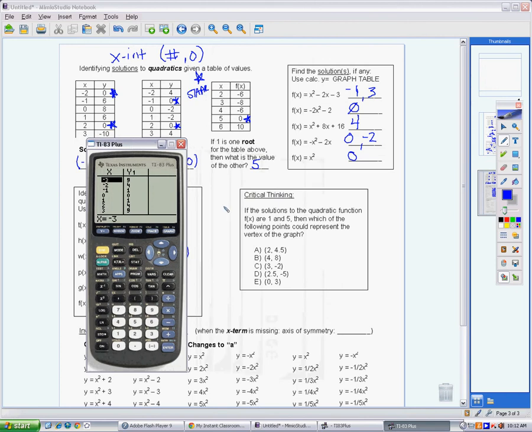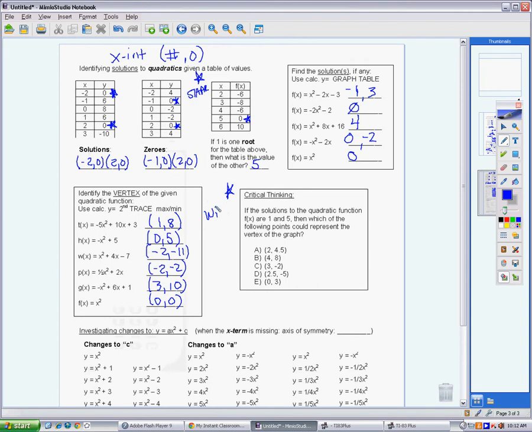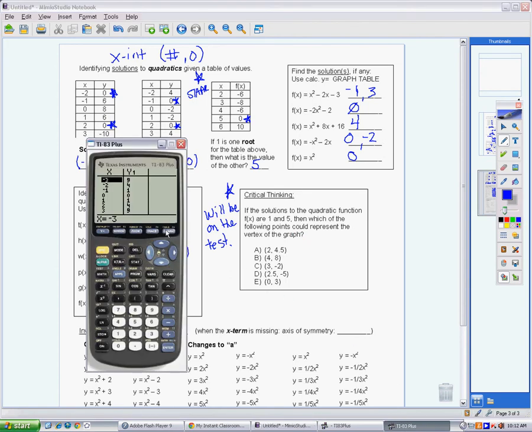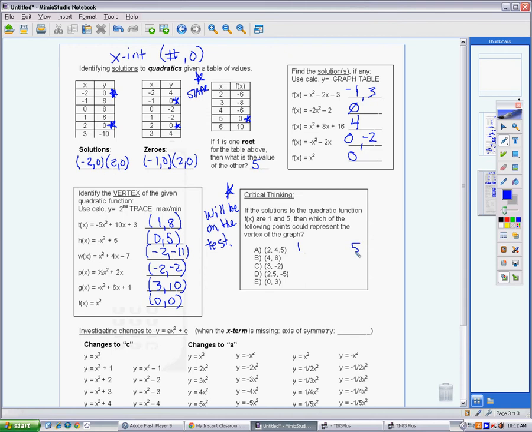Okay, critical thinking. This will be on the test. Star it. It will be on the test. Alright, so we talked about this. If the solutions to the quadratic function are 1 and 5, then which of the following points could represent the vertex of the graph? And we talked about how the vertex is right smack dab in the middle of the graph. So it's going to be right in the center. So if my solutions are 1 and 5, I need a number that's right in the middle of them.